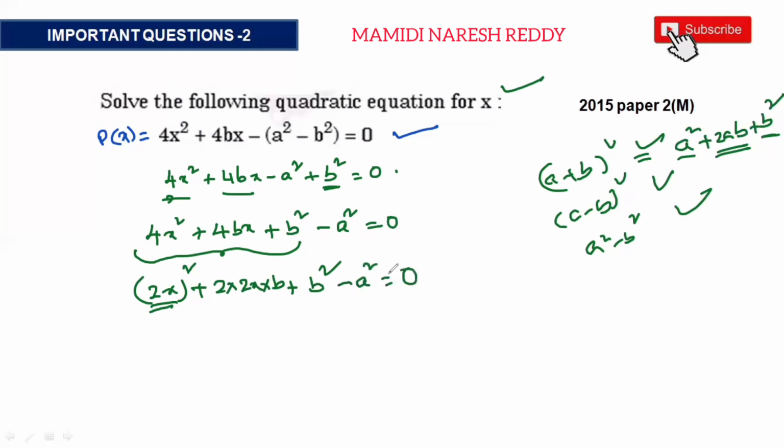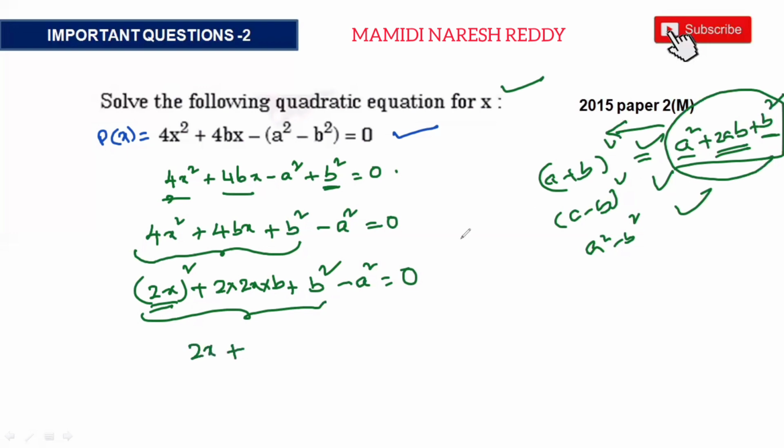equal to 0. Now, if you observe these 3 terms, my friends, it is in the form of a square plus 2ab plus b square, which we can write in the form of (a plus b) whole square. Where a is equal to 2x, so I'm writing 2x, and b is b only. Now (2x plus b) whole square minus a square is equal to 0.